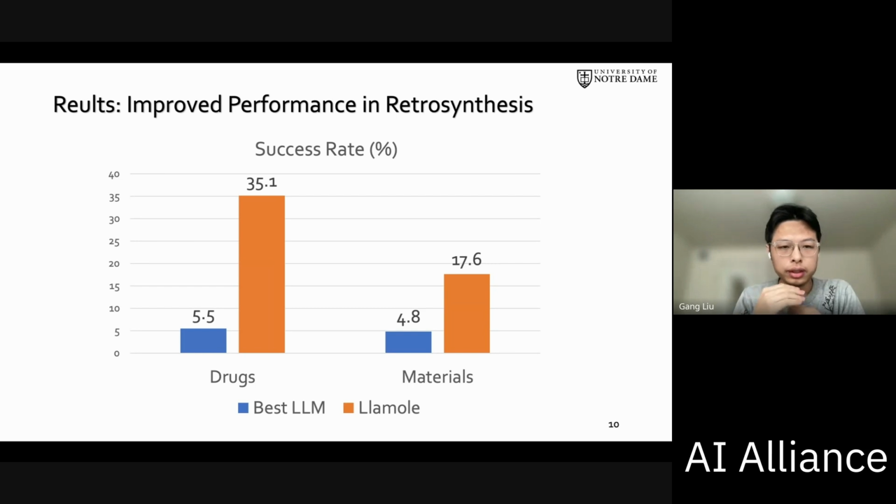They only have a success rate around 5%, but Llamole can significantly improve this rate to 35% for the drug-related task and 17% for the materials task. So it has two indications. The first one is that Llamole is designing molecules that are easier to synthesize. The second one is that this algorithm in Llamole can efficiently get the model to explore more options in the huge reaction space.